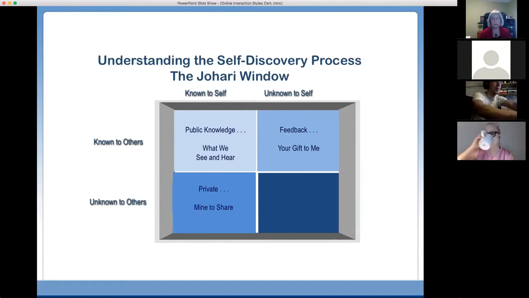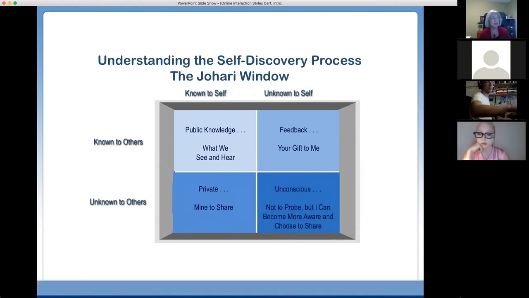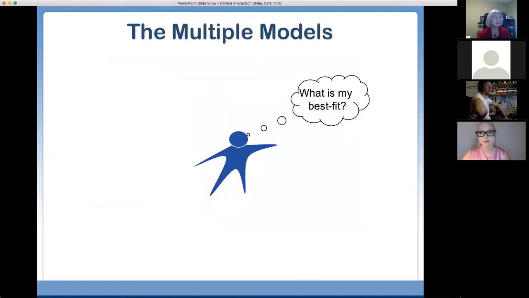And the other thing is there are certain aspects of our personality that we sort of know, but we don't go around talking about. And then, of course, there's this unknown to self, known to others, called the unconscious. And we're not going to probe around in that. But there are these unconscious drivers of our personality that we can become more aware of and then choose to share them with others, or at least choose to use them in our conscious decision making. So these are the basics of what we do in getting to the framework.